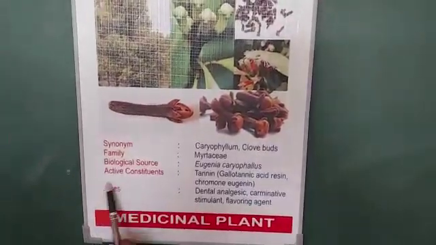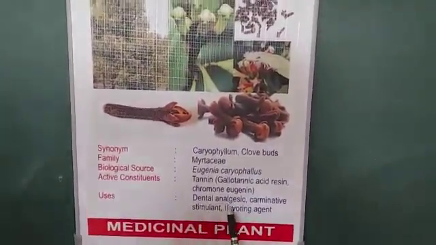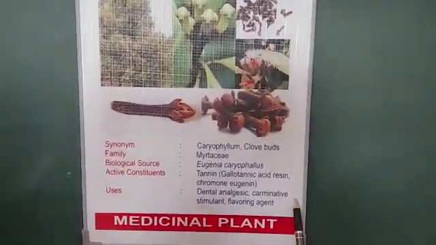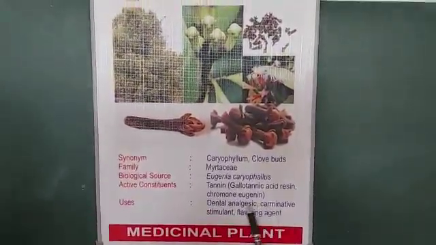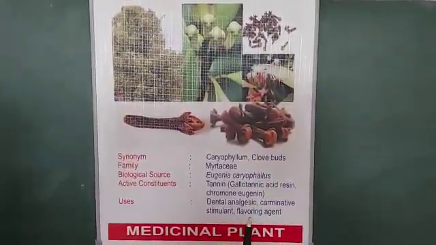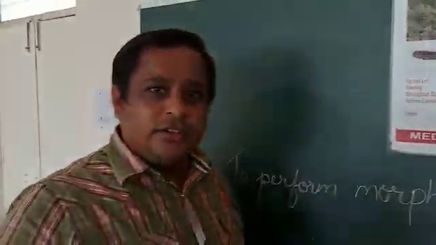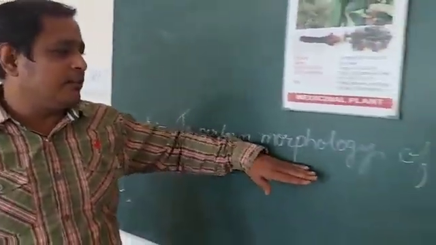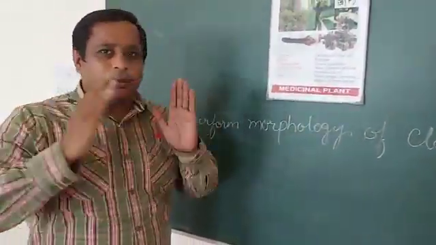What are the main uses of the clove for which we are using? It is mainly used for dental analgesic purpose. Okay, it is carminative also, it is a stimulant, and it is used as a flavoring agent also. Because of this flavoring agent, it is used as a spice in our kitchen also. Now, as the object indicates, what are the morphological characteristics of clove buds? Now let's move towards the main clove bud.